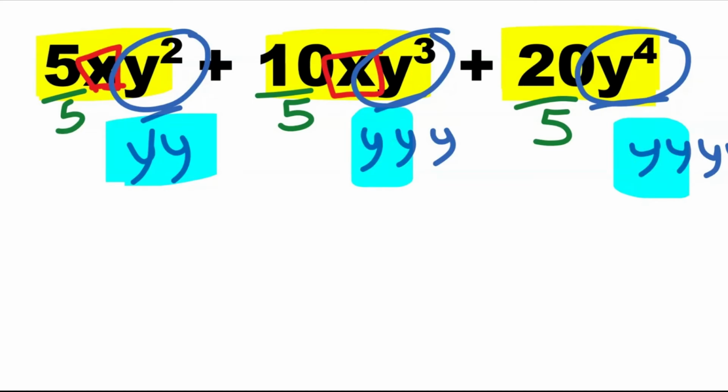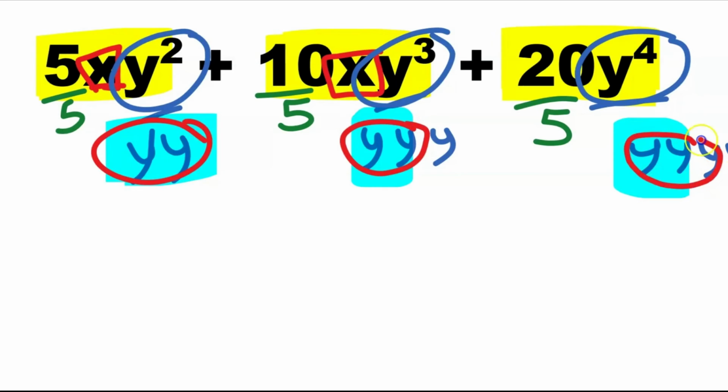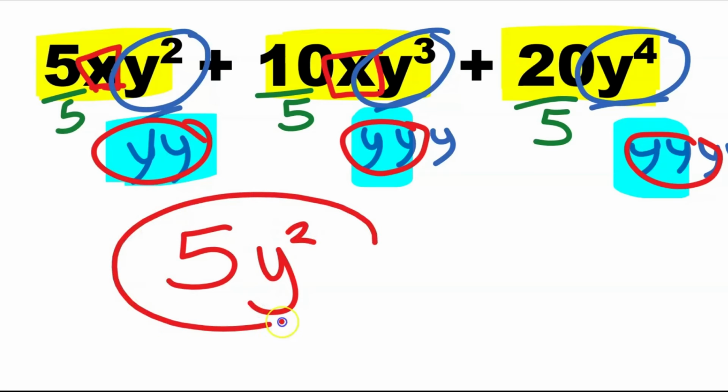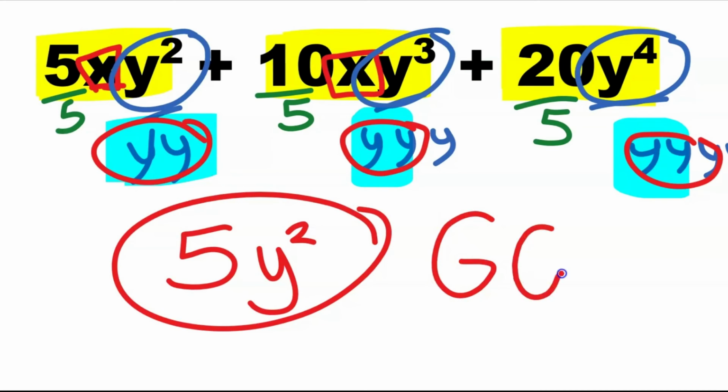Okay, I've got y squared, y to the 3rd, y to the 4th, but they at least have 2 of those y's in common. Now they don't have more than that, but that's the least amount of y's that they have in common. So they have a 5 in common, and they have y squared in common. So that would be the GCF for those 3 terms.